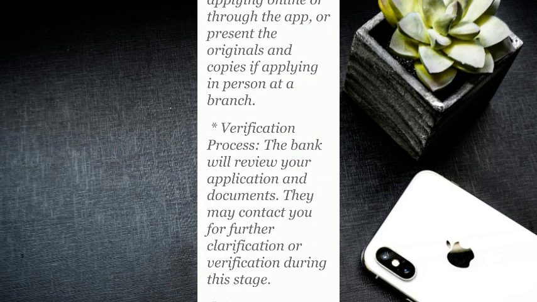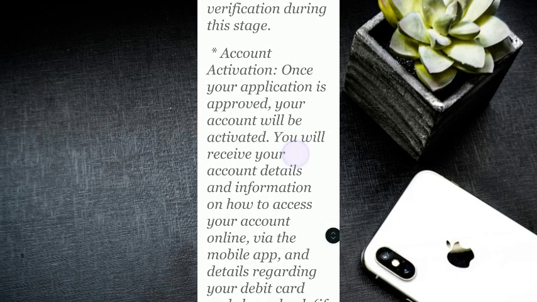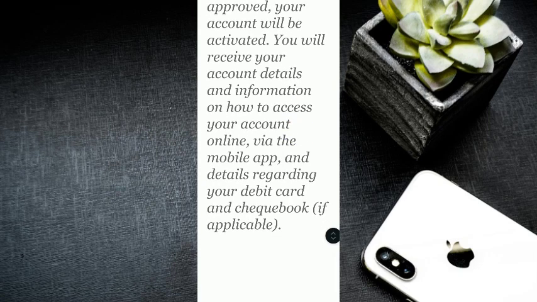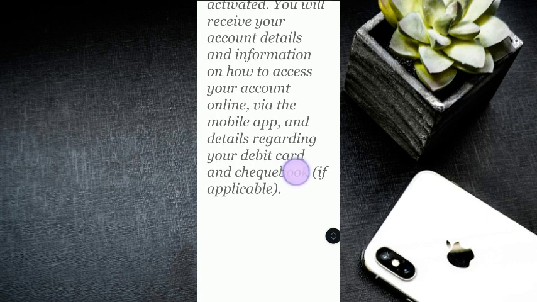The bank will review your application and documents. They will contact you for further clarifications or verification during this stage. Once your application is approved, your account will be activated. You will receive your account details and information on how to access your account online via the mobile app, and details regarding your debit card and checkbook if applicable.